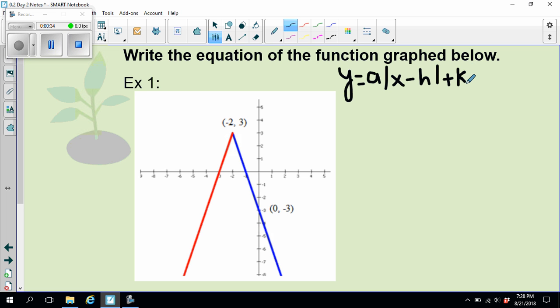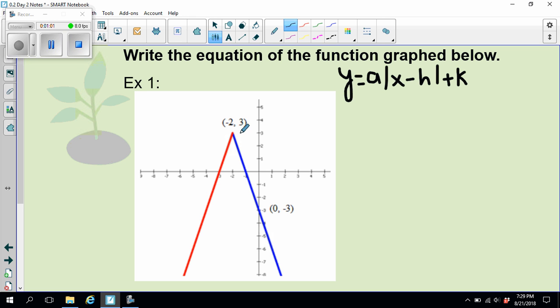Now what I would like you to do is go ahead and pause this video to try it out. Now if you get stuck anywhere, that's when you can start watching it and figure out how to do this. So go ahead, pause the video, and try to write the equation for this function. Okay, hopefully you paused it and you tried it on your own. If you got stuck somewhere, let's see if we can help you out.